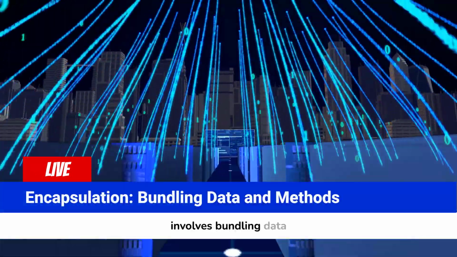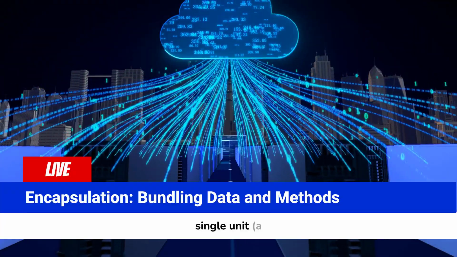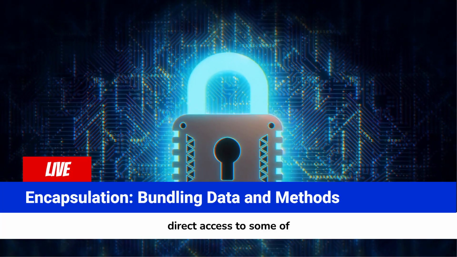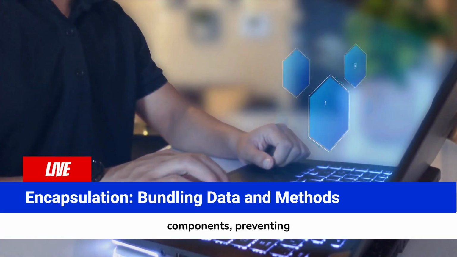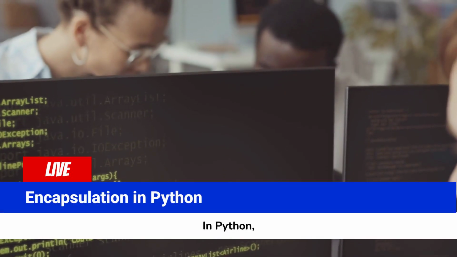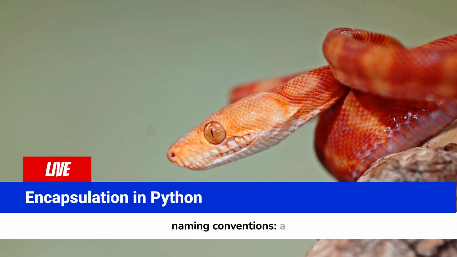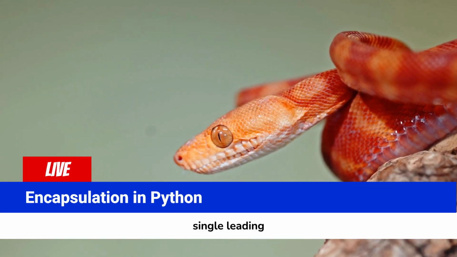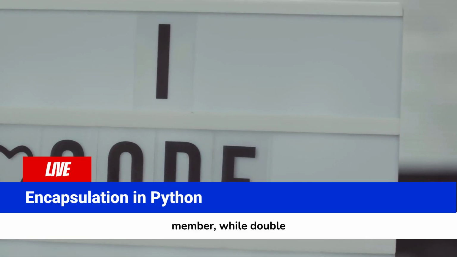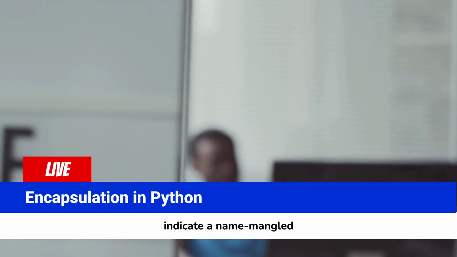Encapsulation involves bundling data and methods that operate on the data within a single unit, a class. It restricts direct access to some of an object's components, preventing external interference. In Python, encapsulation is enforced by convention using naming conventions. A single leading underscore, _protected_var, suggests a protected member, while double leading underscores, __private_var, indicate a name-mangled private member.